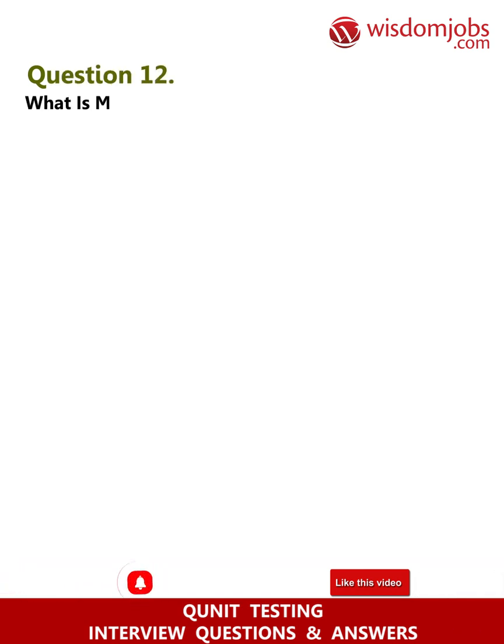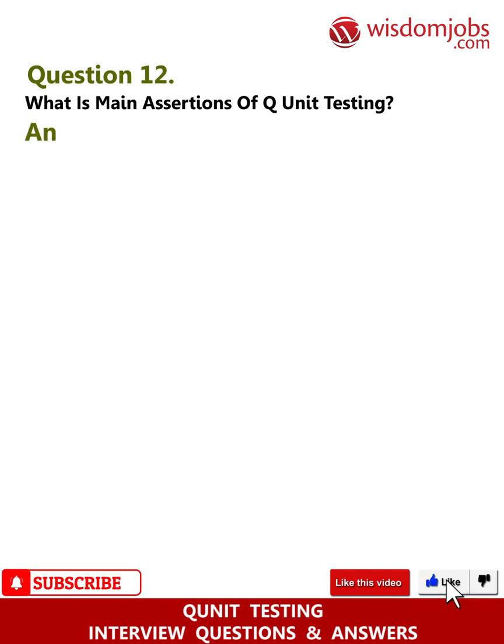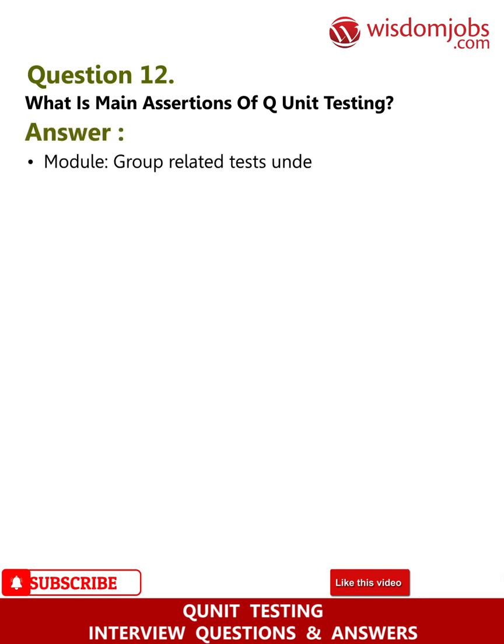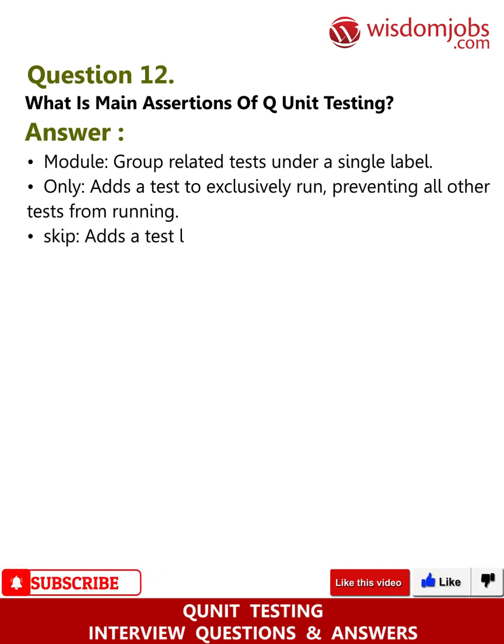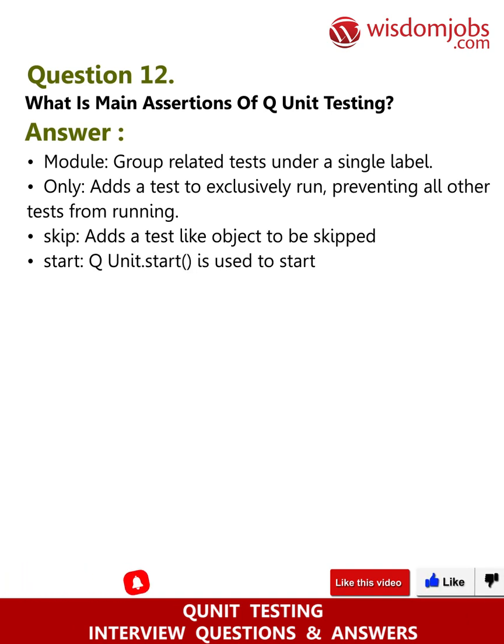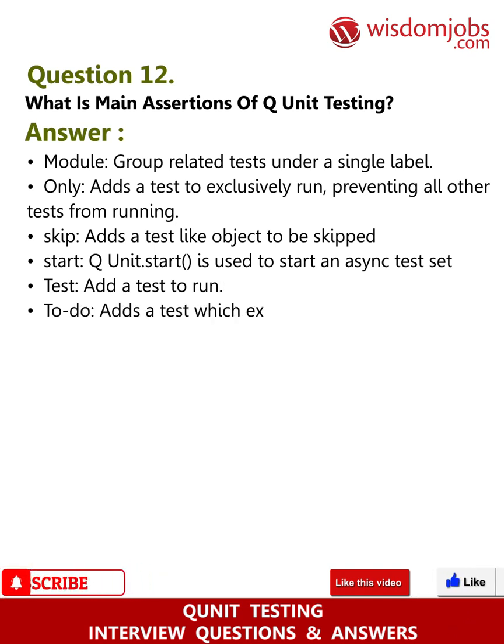Question 12. What are the main assertions of QUnit testing? Answer. Module: group related tests under a single label. Only: adds a test to exclusively run, preventing all other tests from running. Skip: adds a test-like object to be skipped. Start: QUnit.start is used to start an async test set. Test: add a test to run. Todo: adds a test which expects at least one failing assertion during its run.